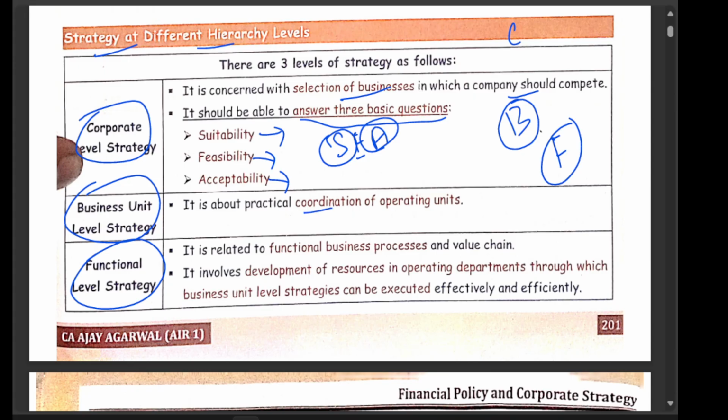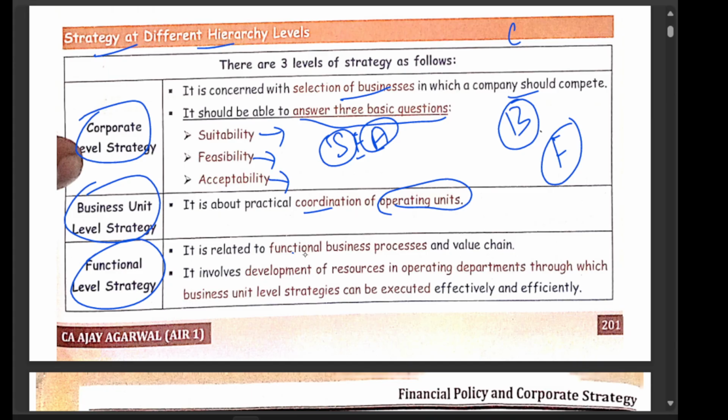Business level is about practical coordination of operating units. This is the operation we have; we should think about what we have and what we need to do. So we coordinate with the functional level, and with the order given by the corporate level, we come up with a plan to complete it.